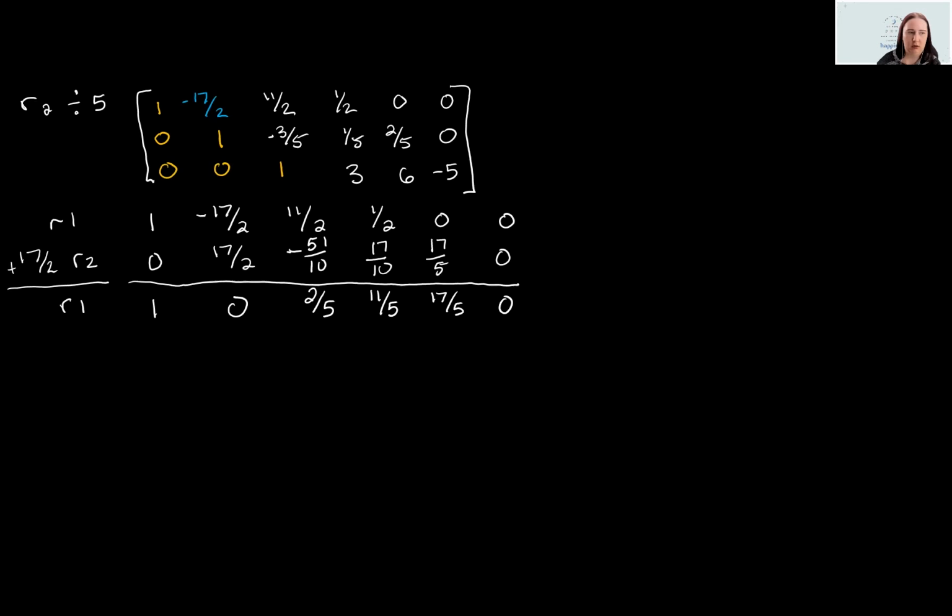So I get 1, 0, 2/5, 11/5, 17/5, 0. And so my new matrix, 1, negative 17 over, nope, because I'm replacing row 1, 0, 2/5, 11/5, 17/5, 0, 0, 1, negative 3/5, 1/5, 2/5.